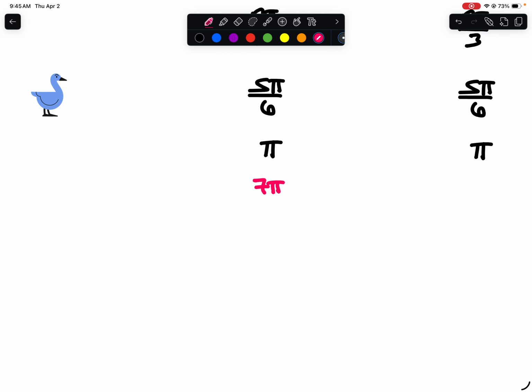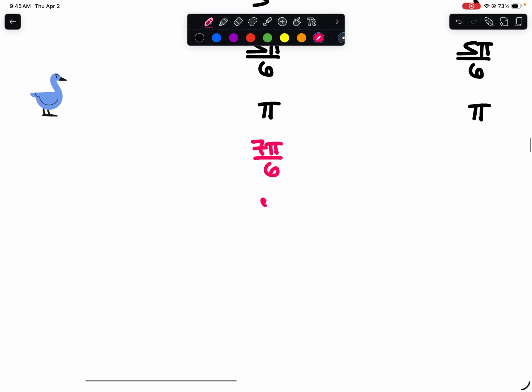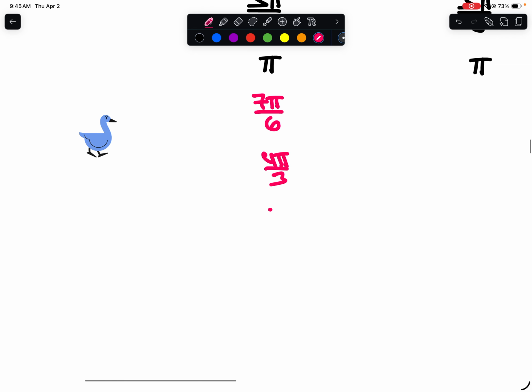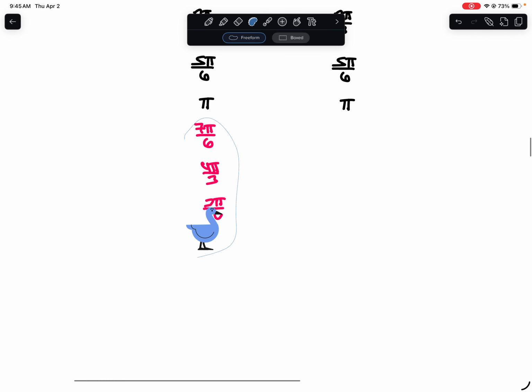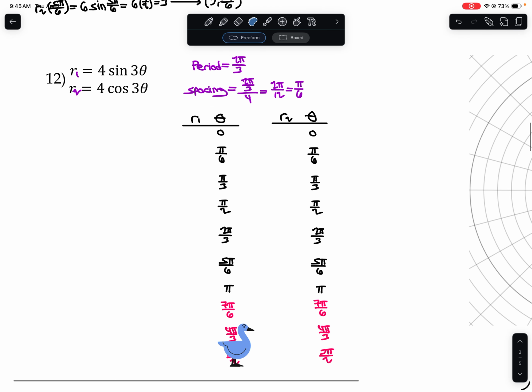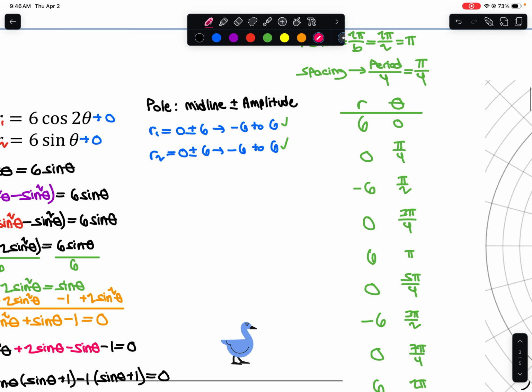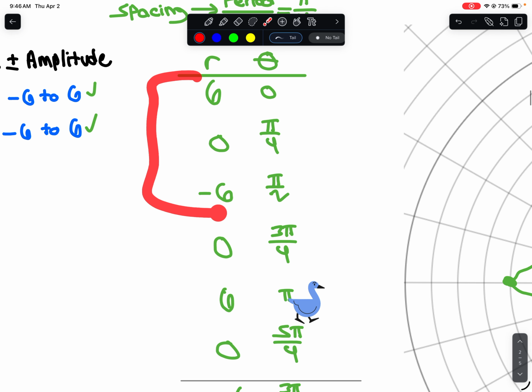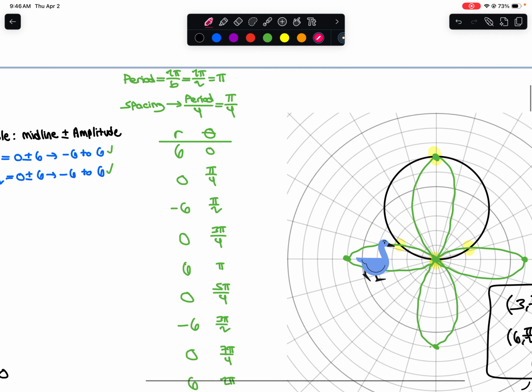So 7 pi over 6, 8 pi over 6, which is 4 pi over 3, and then 9 pi over 6, which is going to be 3 pi over 2. So I'll just add on those 3 extras just in case. We may or may not need them. Okay, so when I plug in, I'm going to do kind of the same idea over here. We're just going to do the first couple values, and then we're going to just use the pattern.